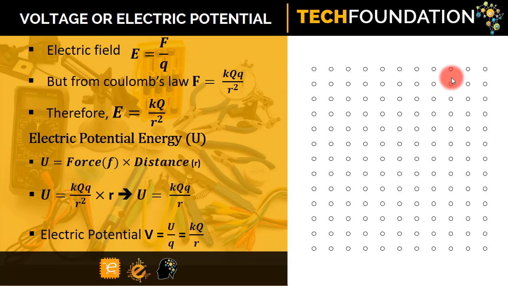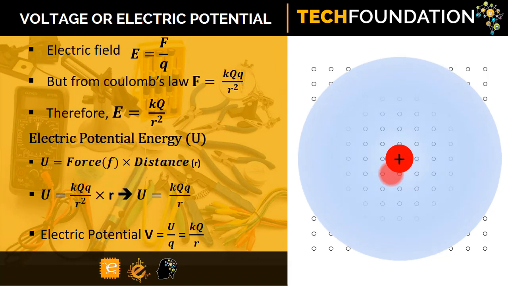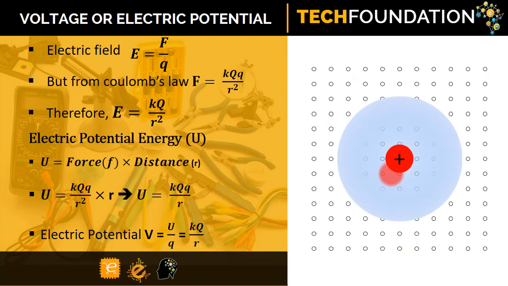Let's say that we have an empty space and we put a positive charge at the center. From Coulomb's law, this positive charge will be exerting electric force all around it. The electric force it exerts, according to Coulomb's law, is stronger the closer you go to it, and weaker the more you move away from it.